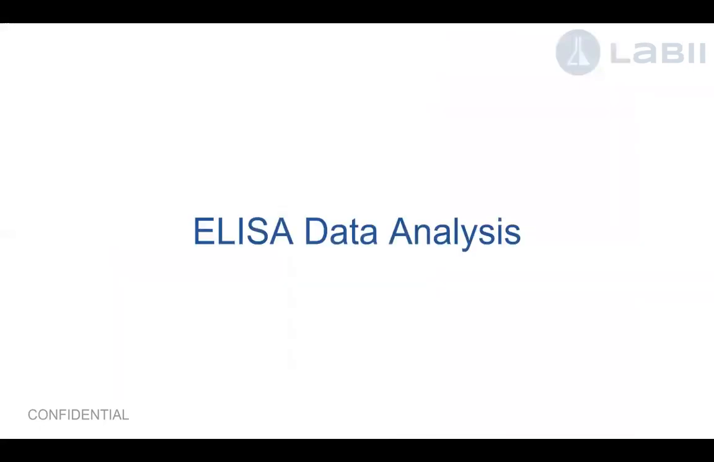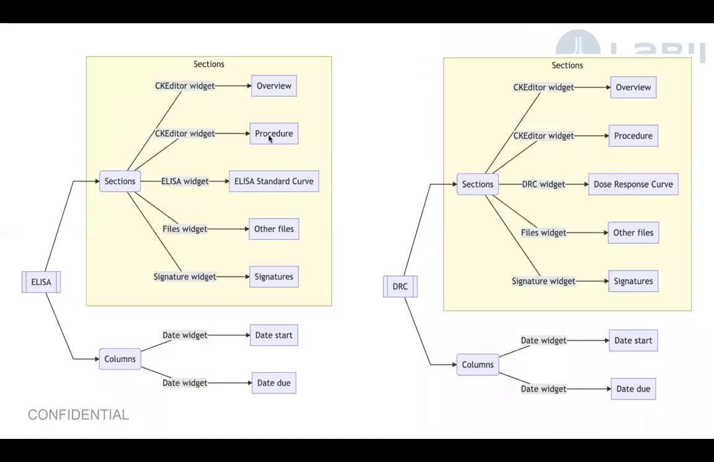Besides that, we can also customize it. For example, many labs need to do a lot of ELISA data analysis. Previously, all these sections are basically the same, but if they change the widget into a different widget, for example an ELISA widget to do the ELISA standard curve, or they can do the dose response curve with a DRC widget. That can be done directly in the system as well.